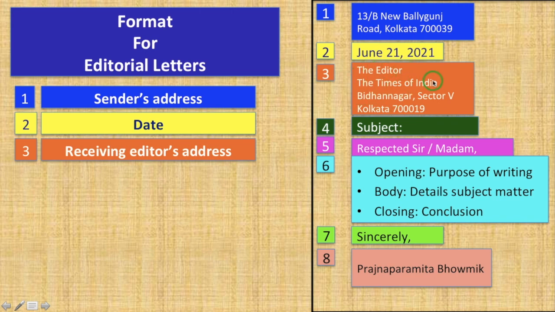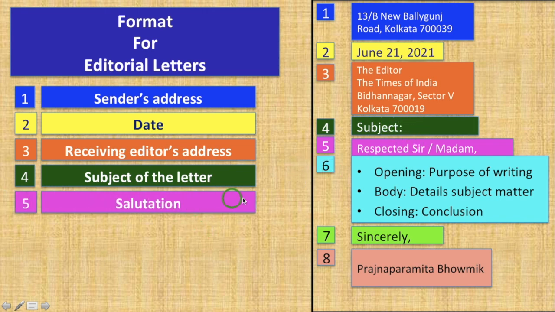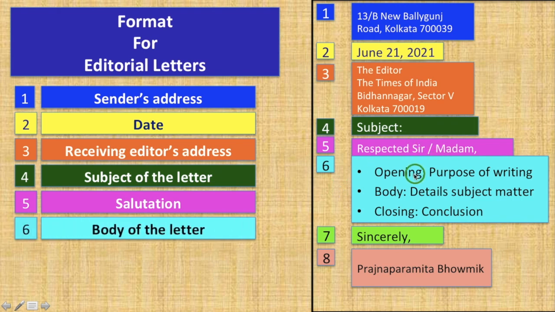Here you mention the receiving editor's address, that is, the Editor, the Times of India, Bidhannagar, Sector 5, Kolkata 700019. And after that, this is very vital, the subject of the letter. You have to mention the subject of the letter. Then the salutation, that is, respected sir or madam. Then there is the body part.